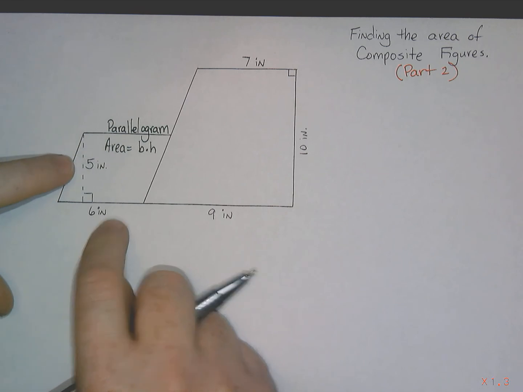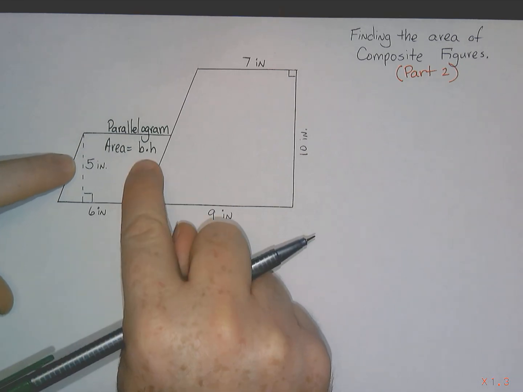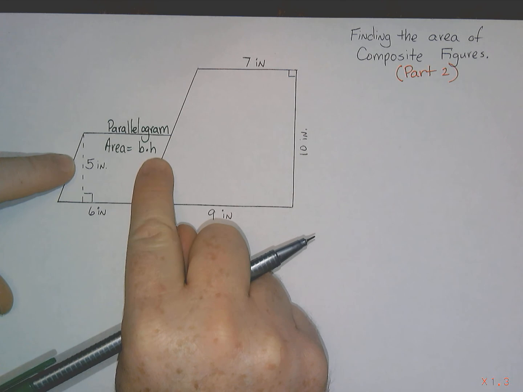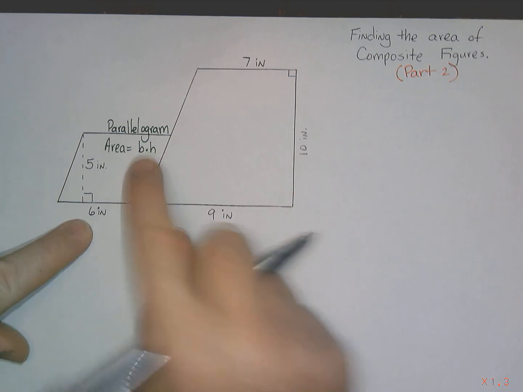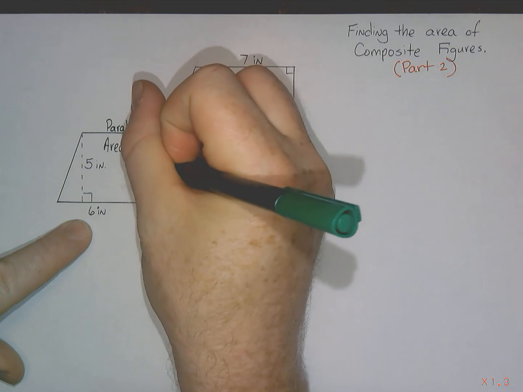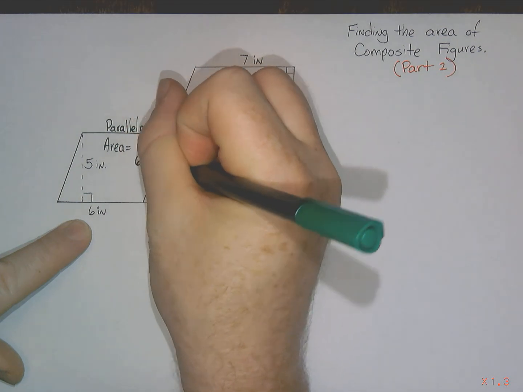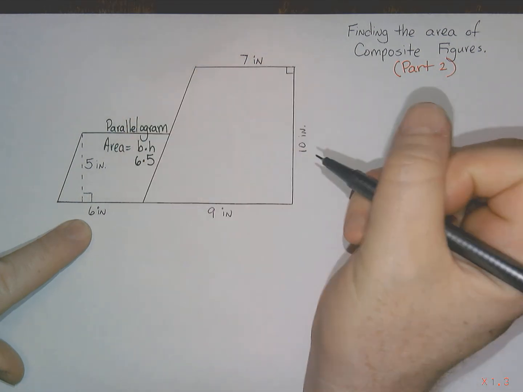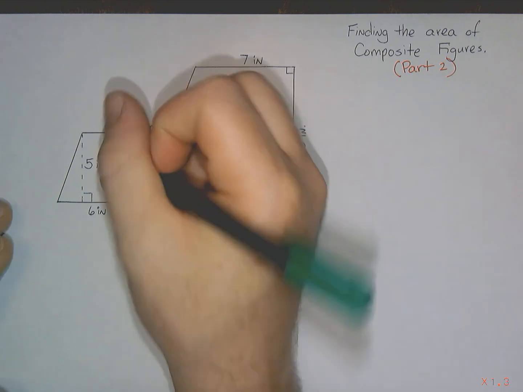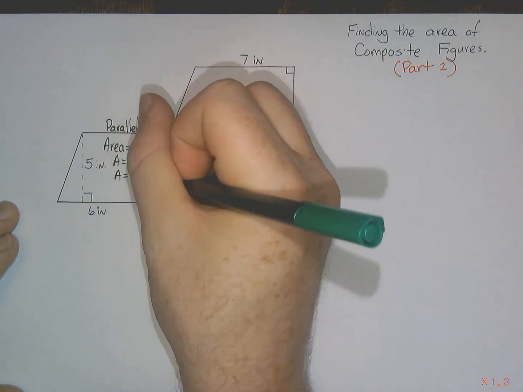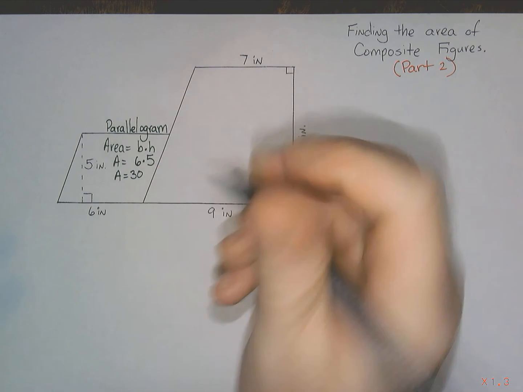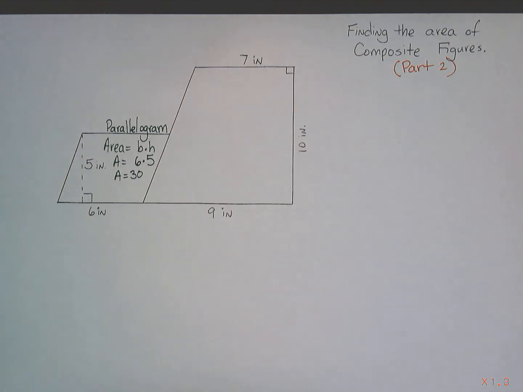So we take the formula. That's the very first thing you want to write down for any shape, the formula for it. So for a parallelogram, it's base times height. The base is 6. The height is 5. And you're done. So it's just 6 times 5. And then once you figure that out, you've got the area for this little parallelogram right here off to the side. Okay, so you should see something like that in your homework.